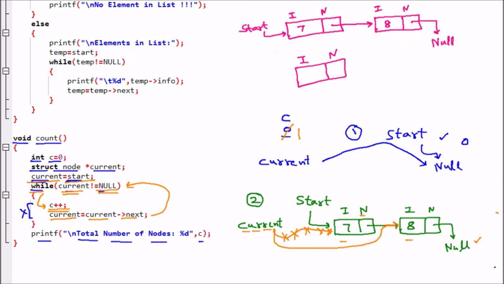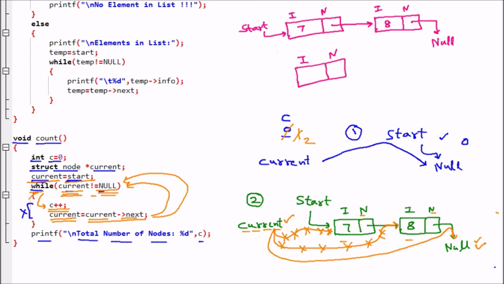Again C++, so it is 2 now. Current is equal to current next. So what is the current here? Current is this one and the next is this one. It is pointing to null. So current is now pointing to null. That means the earlier pointer is now not meaningful because the value is updated to null. Again it will go back to checking the condition. Current not equal to null, but current is already null, it has reached null.